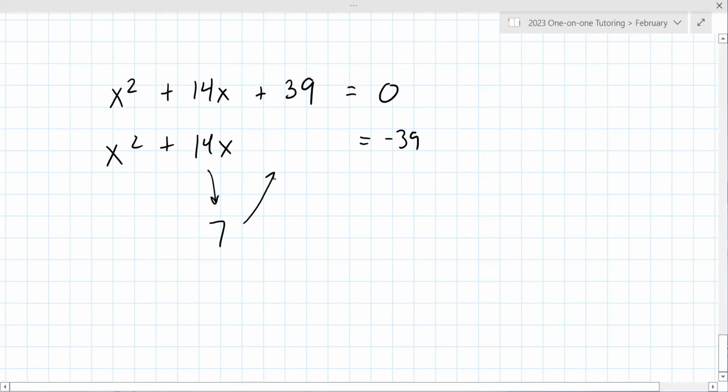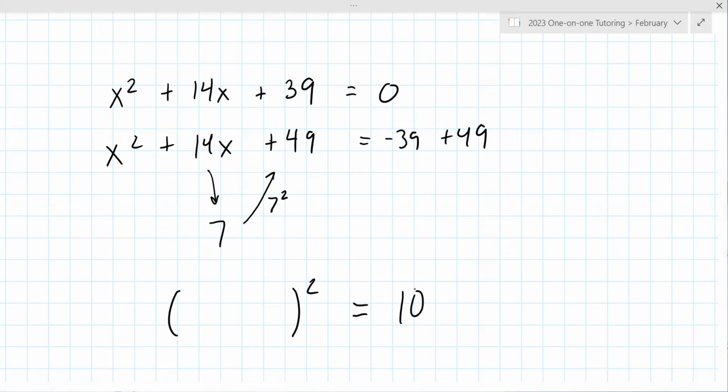Okay. Then x and then 14 times, or no, oh my gosh, 7. 7 times 7. You do 7 times 7, which is 49. So you add 49 in both spots. Then you do 39 plus 49, which is 10. x squared plus 14, or oh my gosh, 7.